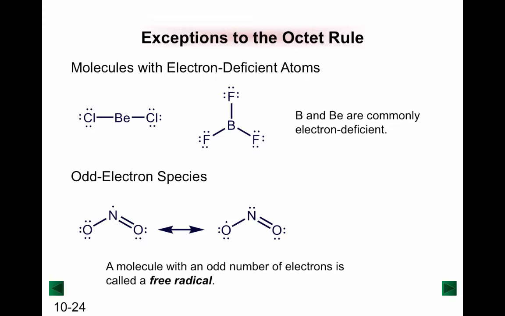Since oxygen is more electronegative than nitrogen, it should contain both pairs of electrons, and the lone electron will be on the least electronegative nitrogen atom. The lone electron in molecules or polyatomic ions will always be on the least electronegative atom. A molecule with an odd number of electrons is called a free radical.